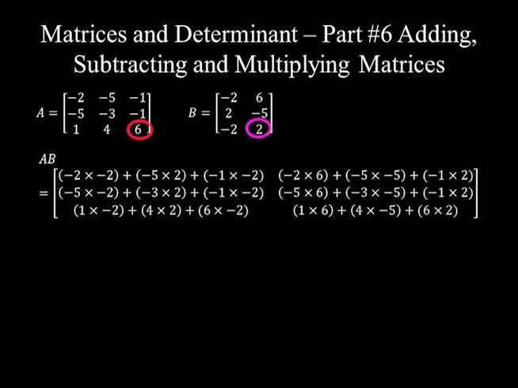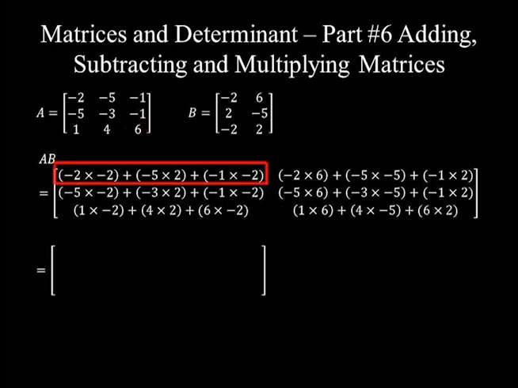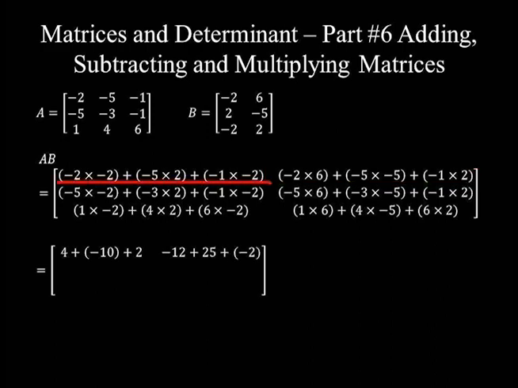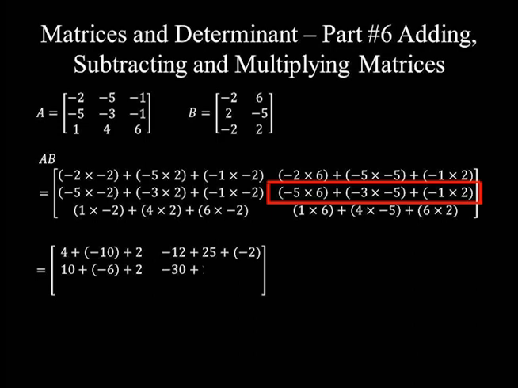-2 times -2 equal to 4 plus -5 times 2 equal to -10 plus -1 times -2 gives us 2. -2 times 6 equal to -12 plus -5 times -5 equal to 25 plus -1 times 2 gives us -2. -5 times -2 gives us 10 plus -3 times 2 equal to -6 plus -1 times -2 equal to 2. -5 times 6 equal to -30 plus -3 times -5 equal to 15 plus -1 times 2 equal to -2.